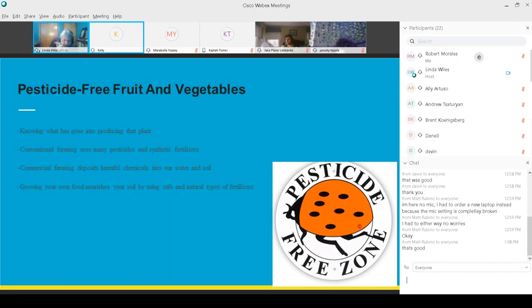Okay, so one of the benefits of doing your own indoor food gardening is pesticide-free fruit and vegetables. So you know personally what's going into producing the plant or vegetable. Conventional farming uses many pesticides and synthetic fertilizers, and commercial farming deposits harmful chemicals into water and soil. So by growing your own food, it will nourish your soil, and you will use safe and natural types of fertilizers.